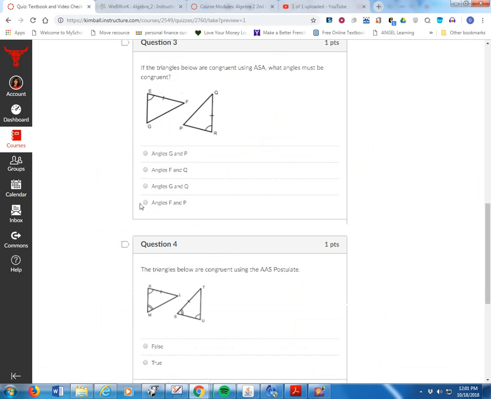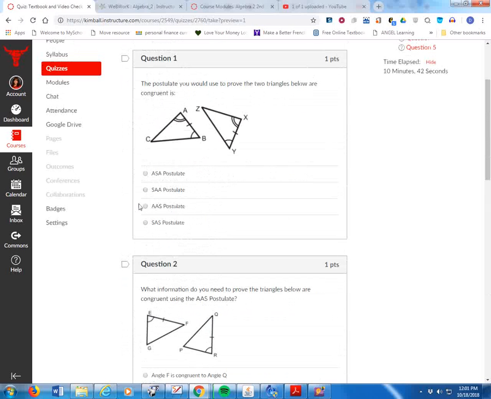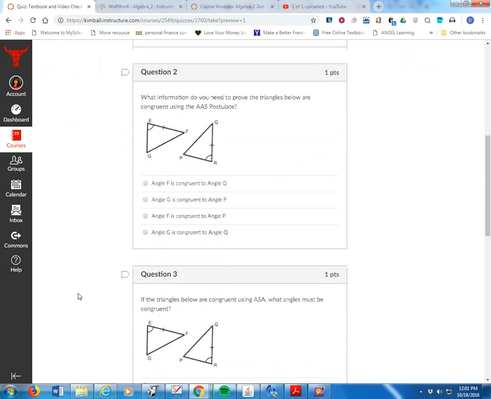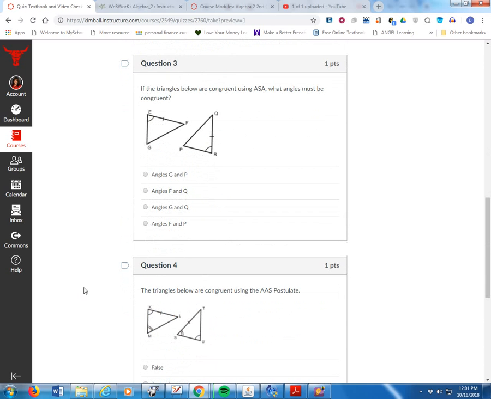Let's look at the textbook check. The postulate you would use to prove these two triangles below are congruent is what? Angle, side, angle. Okay, because we've got two angles and a side between, and they're all consecutive. What information do you need to prove these two triangles below are congruent using the angle, angle, side postulate? Angle, angle, side. So angle, side, angle would be F and Q, right? But we aren't using angle, side, angle. We're using angle, angle, side. What's that? G and P, is that what you said? Yeah. Question 3, if the triangles below are congruent using angle, side, angle, what angles must be congruent? F and Q. Everybody see that?